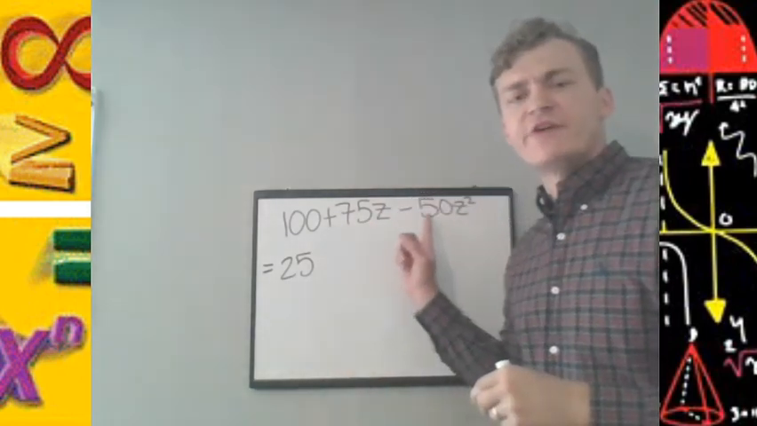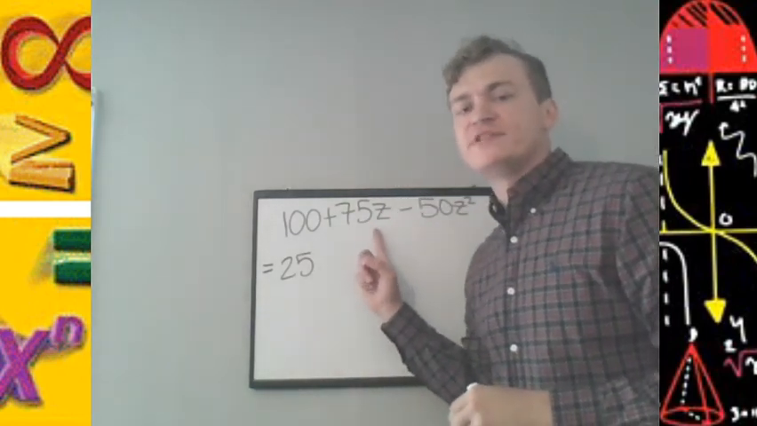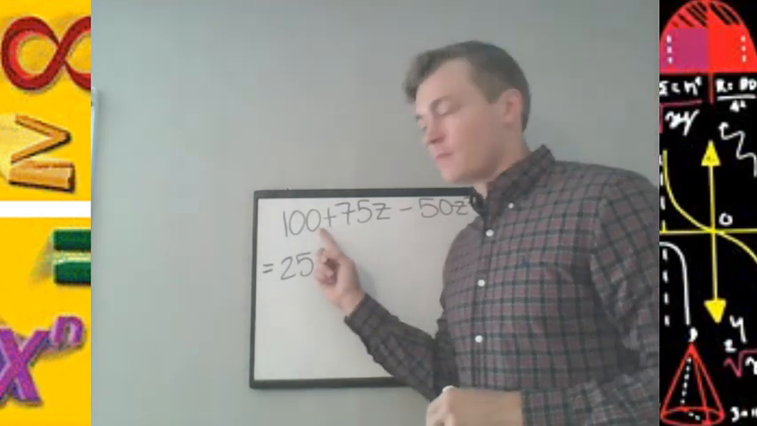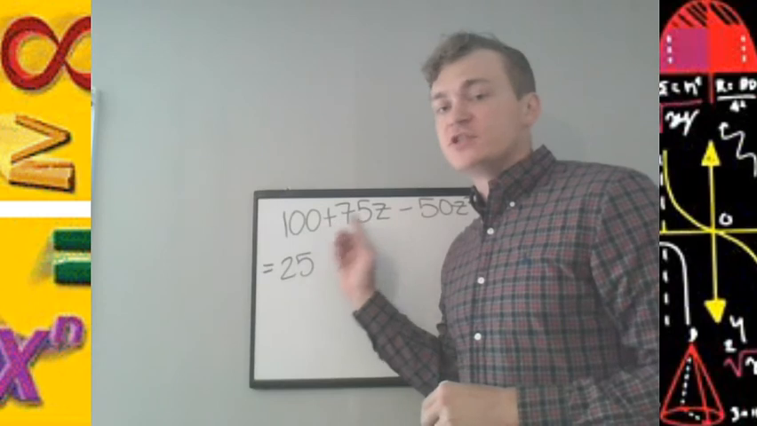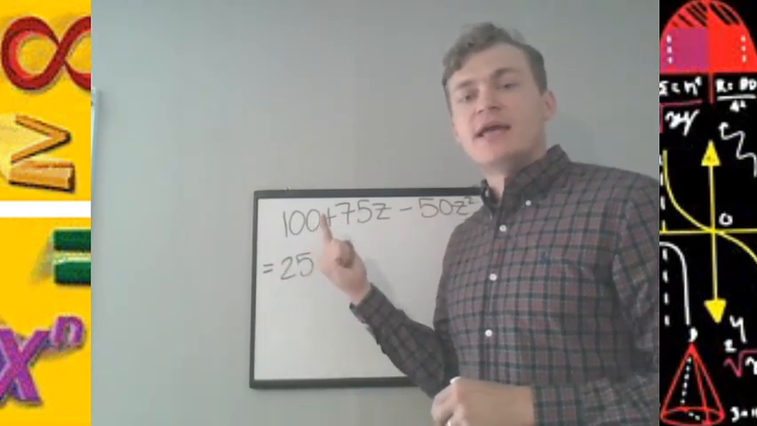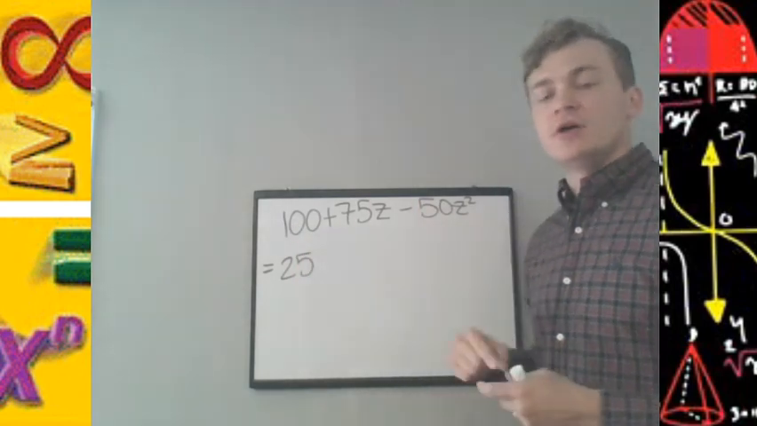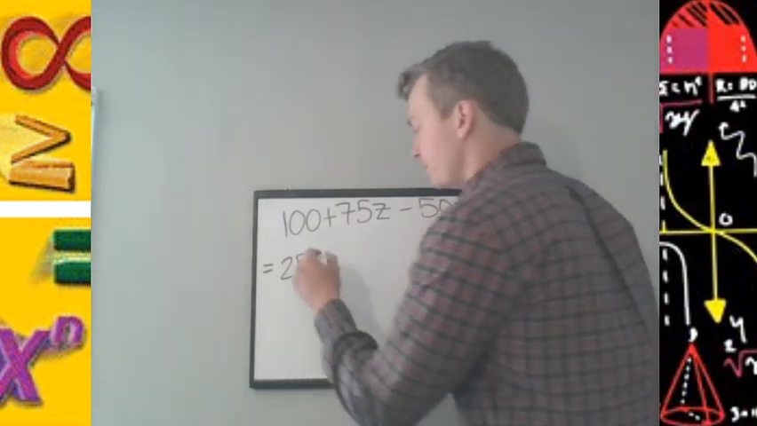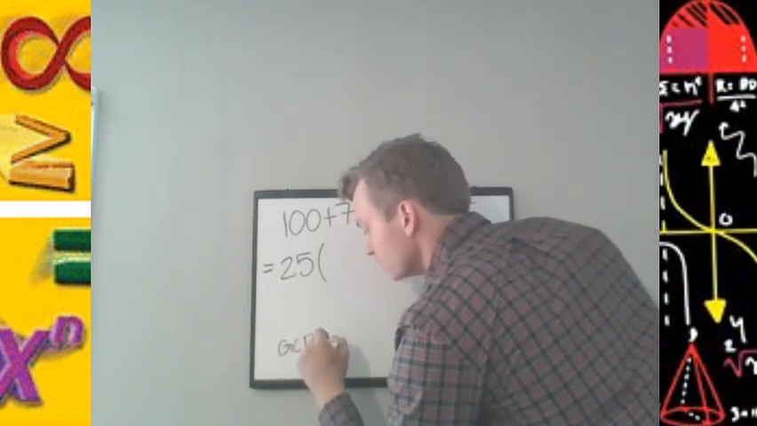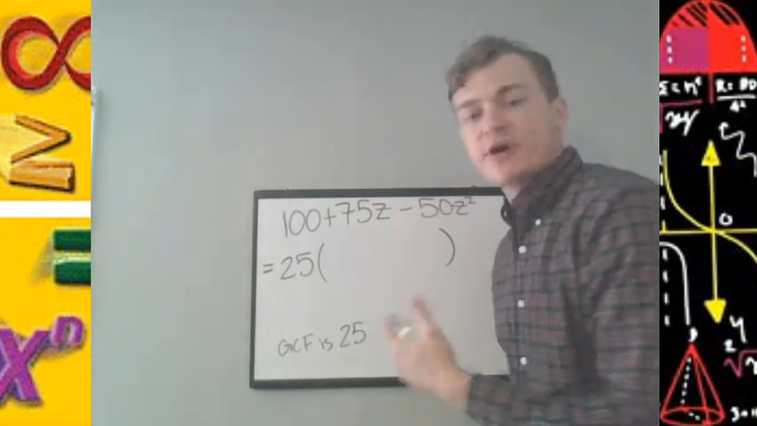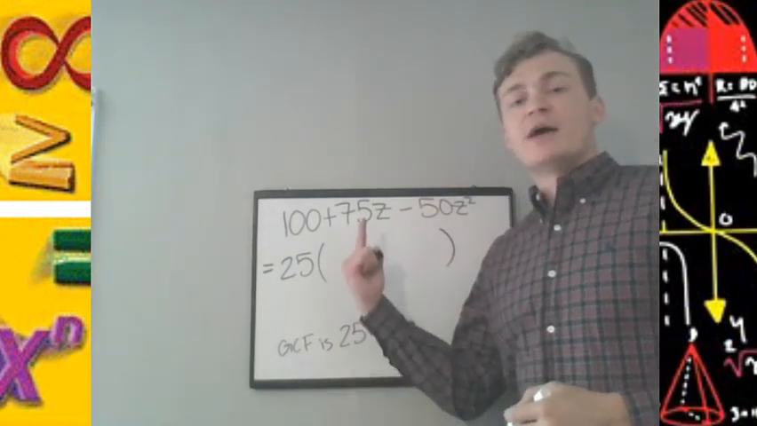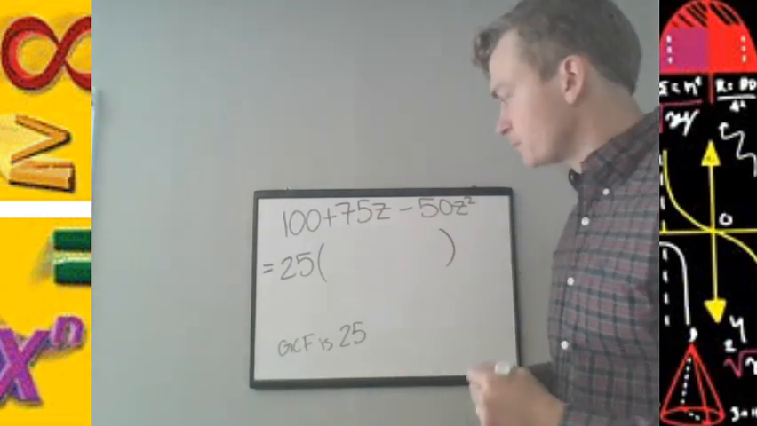But what about this variable of z here? I have one factor of z here. I have two factors of z here. I have no factors of z here. So I cannot factor out the variable z because it is not present in this term. It must be present in each of the terms that are in our polynomial. So our greatest common factor is 25 because it is the largest number that will divide into all three terms.